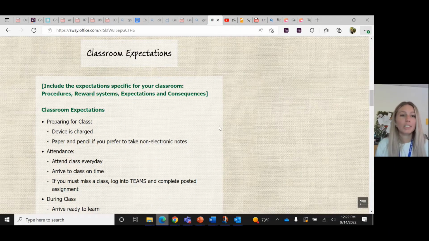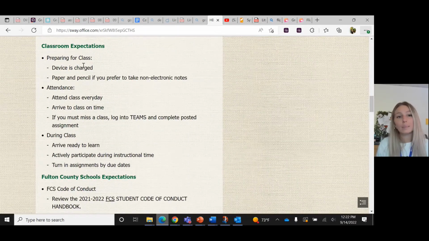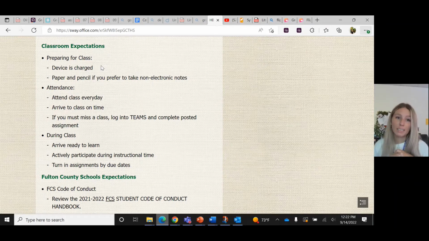So some of my expectations in class, I expect my students to have a charged device. Sometimes, especially test days, our tests are online, so they need that charged device. We do activities like quizzes, bookets, and GIM kits that are online activities that help engage students in the math material. So it's really important to have a charged device.